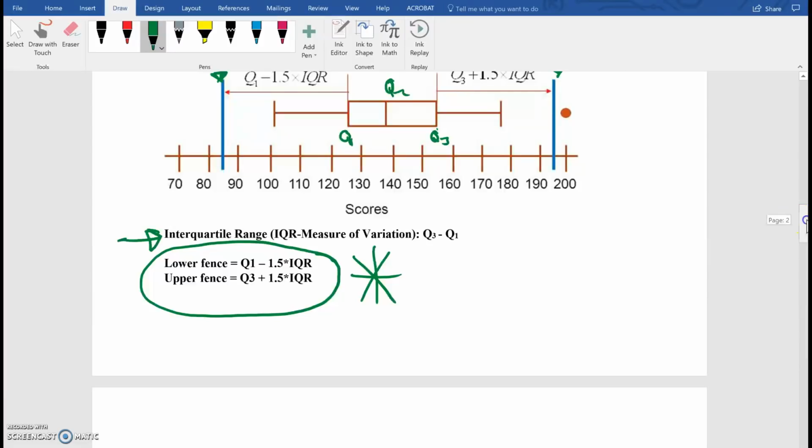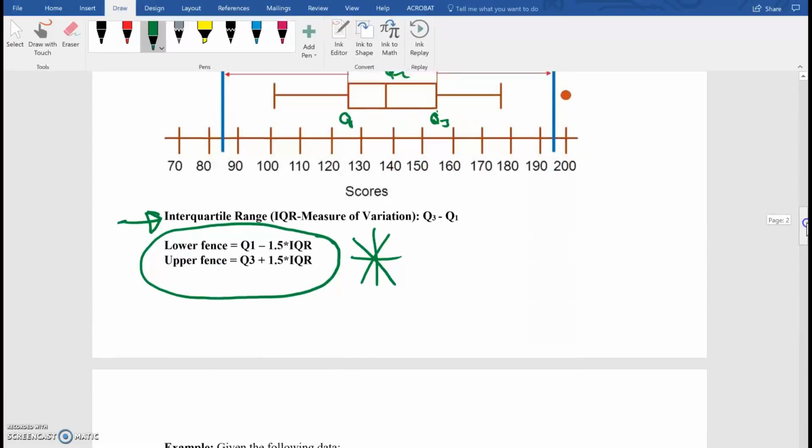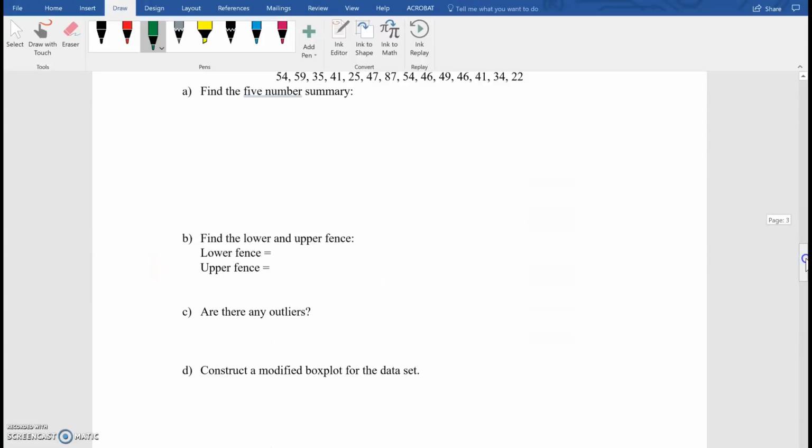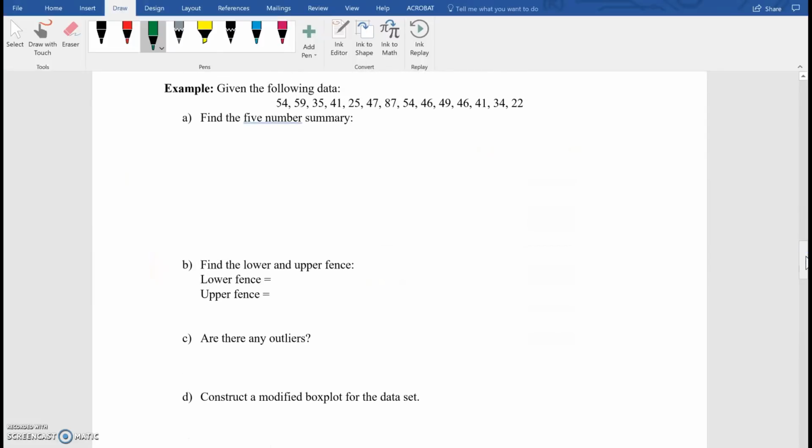So let's do a problem. Okay, so here is my data. I give you some data, and I don't know what this data is for. It could be heights again. All right, so what do we want to do? We want to use this data to find the 5-number summary.